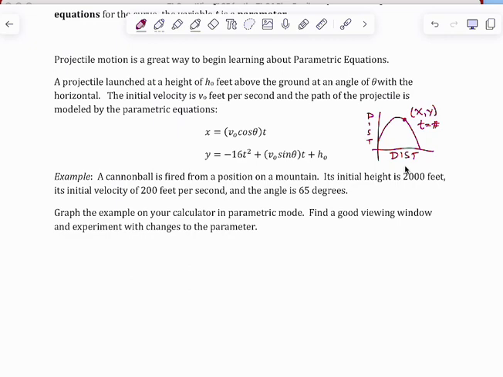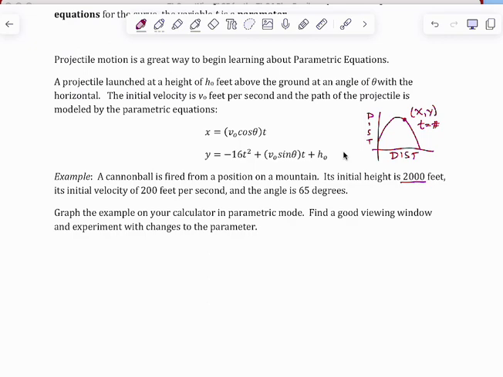So I wrote a cannonball is fired from a position on a mountain. The initial height is 2,000 feet. So this is starting at a very high initial height. If you think about shooting a basketball, that would be like 5 or 6 feet, depending how tall the person is. You're not shooting off the ground. If you're hitting a baseball, maybe you're hitting it at an initial height of 2 feet.